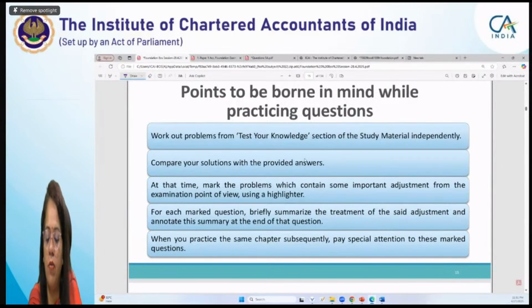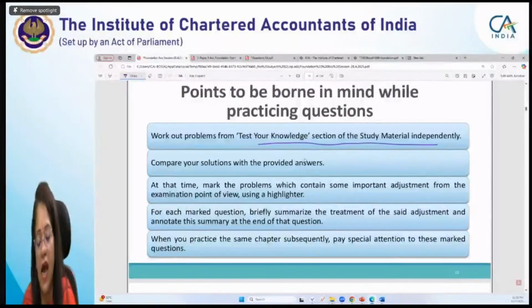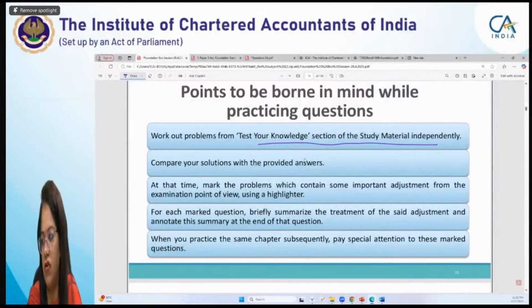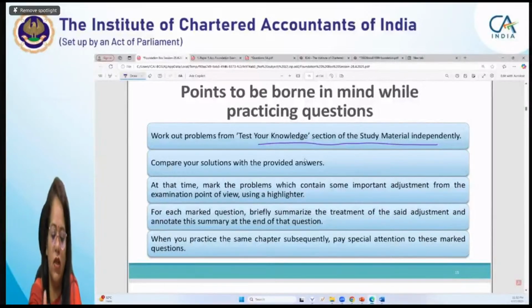Work out the problems from the test your knowledge questions. I have seen many students leaving test your knowledge questions, since the illustrations are so many, they think they are enough. But no, you should not. Please do not lose your patience. You should practice each and every question of your study material, each and every concept of your study material. Compare your solution with the provided answers.